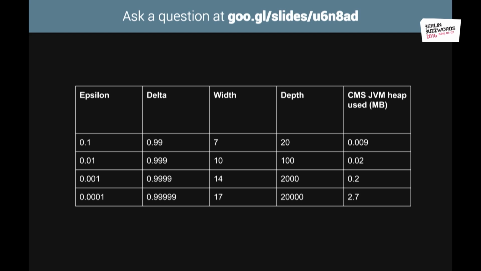So in the very accurate count min sketch at the bottom, there are 20,000 rows of counters, which obviously means 20,000 hashes being done. But the nice thing is that the heap usage is very small. So you can keep the counts of millions and millions of elements in about 2.7 megs of heap there if you want something fairly accurate. Or if you want something that's fairly inaccurate, you can get away with barely any heap at all, which is much nicer than using the multiset.